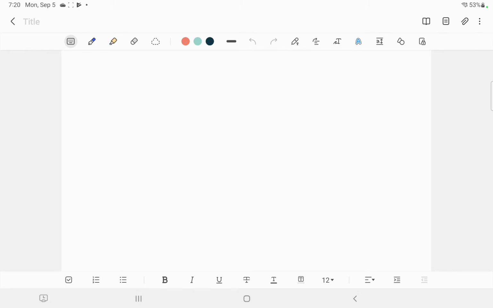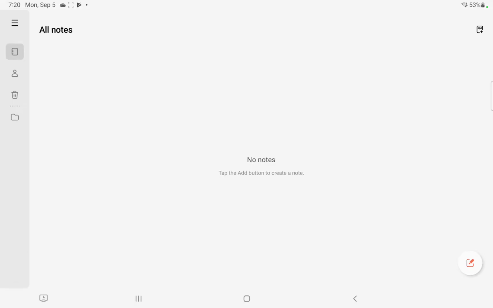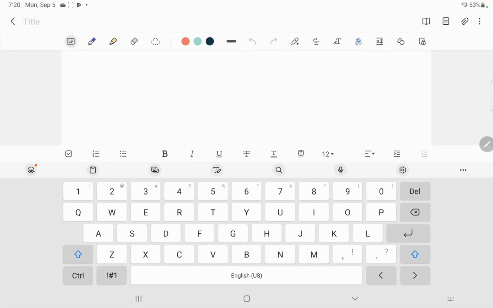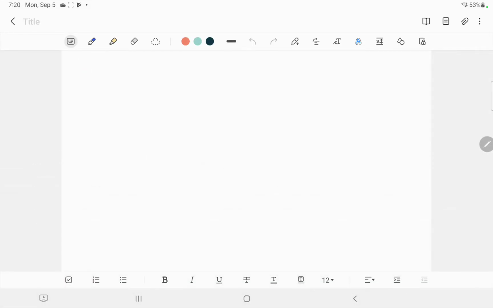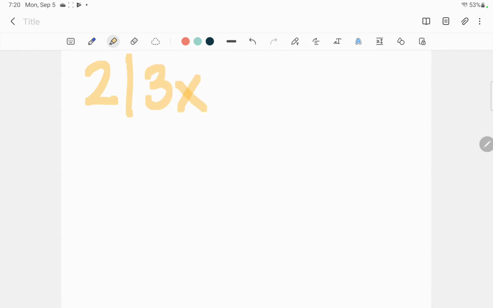linear equations and inequalities. So for our first problem, we have one that I noticed a lot of people got incorrect, and that was two times the quantity 3x minus 5 plus 1 is less than 11. So here's what I noticed that a lot of people did that was not quite correct.